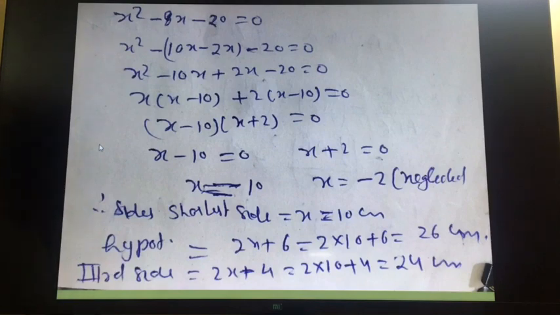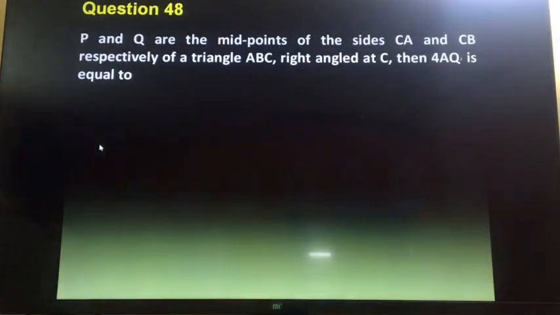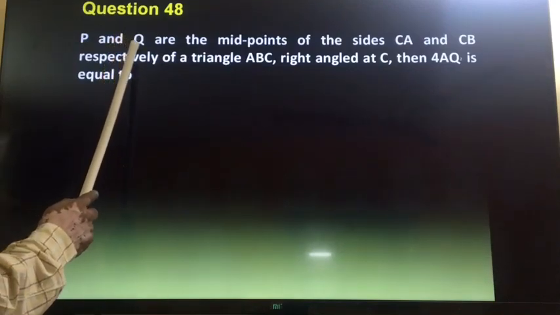So we got all three sides, right? So this is the method of finding all three sides. It is also a good question. Please do the practice carefully. Now come to question number 48.